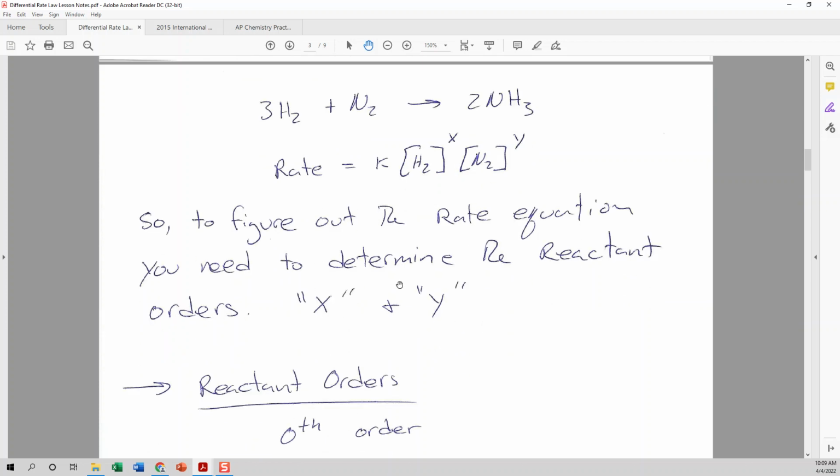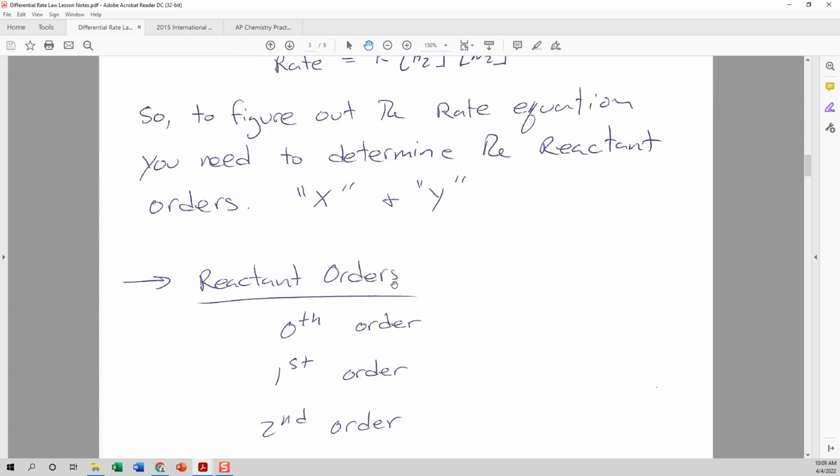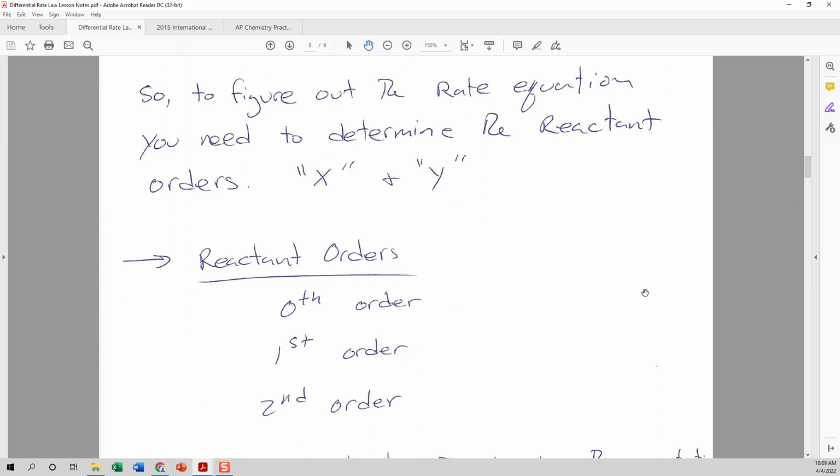All right, so first off, what are the reactant orders? Now, technically you could have a reactant order that's 3rd order and maybe 4th order, theoretically. I've never seen it. It's nothing I've ever seen when I was studying chemistry in college. It's not a thing, and when we discuss this in class, it'll make more sense why it's probably not a possibility. So the reactant orders are going to be 0th order, 1st order, 2nd order. Those are going to be your possibilities.